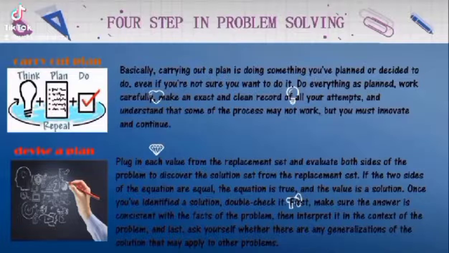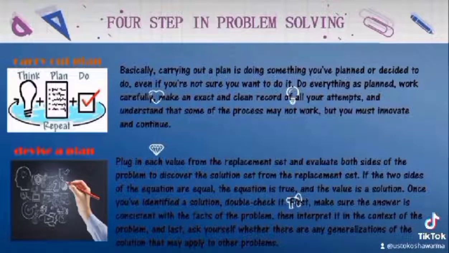Number 4 should be review the solution. I was wrong, sorry. So, review the solution. Plug in each value from the replacement set and evaluate both sides of the equation to discover the solution set from the replacement set. If the two sides of the equation are equal, the equation is true, and the value is a solution. Once you've identified a solution, double-check it. First, make sure the answer is consistent with the facts of the problem. Then, interpret it in the context of the problem. And last, ask yourself whether there are any generalizations of the solution that may apply to other problems.